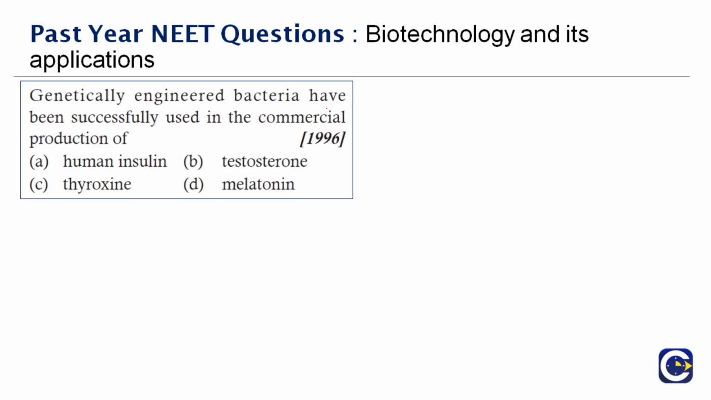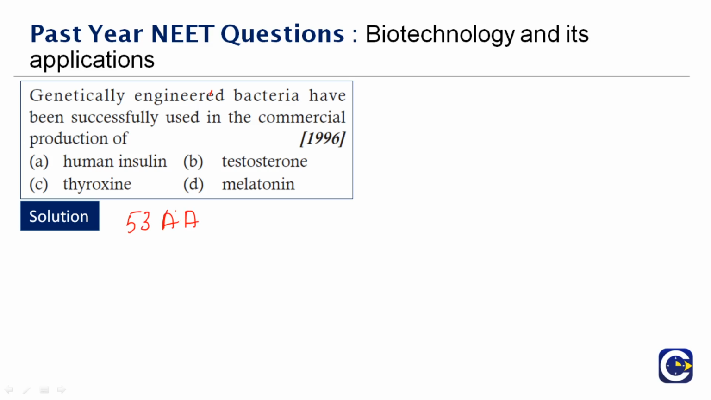Genetically engineered bacteria have been successfully used in the commercial production of dash. It's a repeated question only. This question was asked in the year 1996. So yes, all of you know what the answer is. It is human insulin. When I talk about human insulin, what you have to remember is it has 53 amino acids, in 2 polypeptides, connected by disulfide linkages.